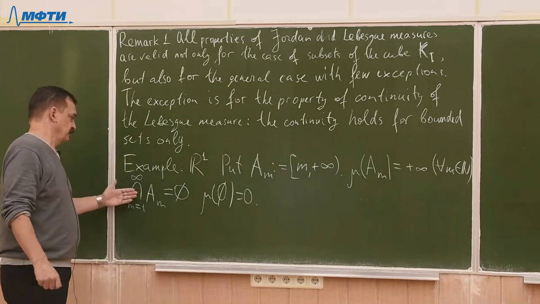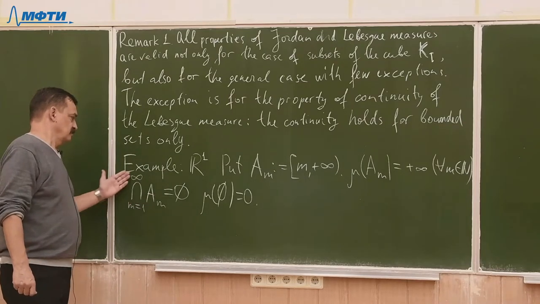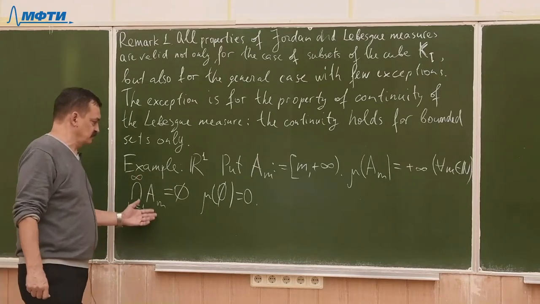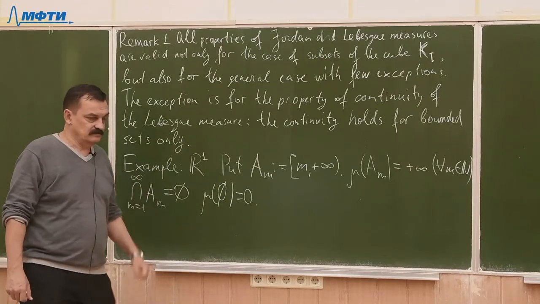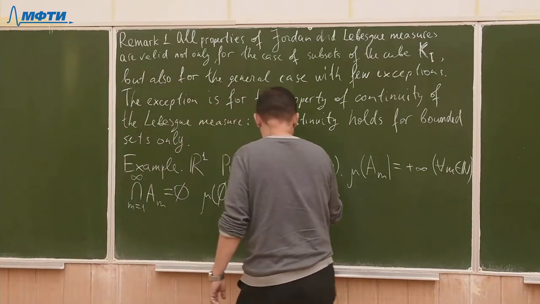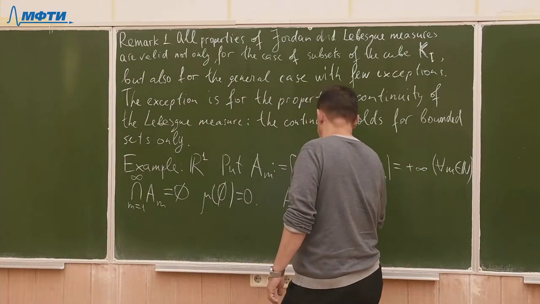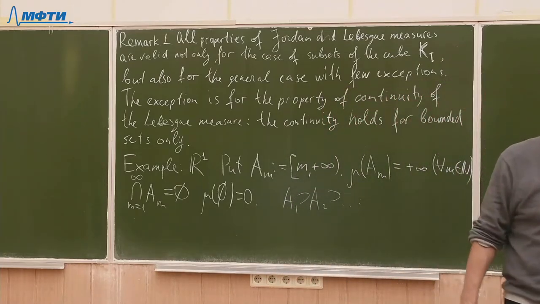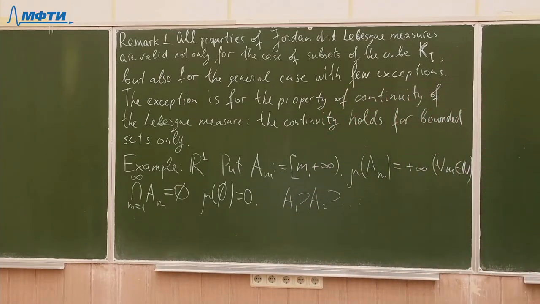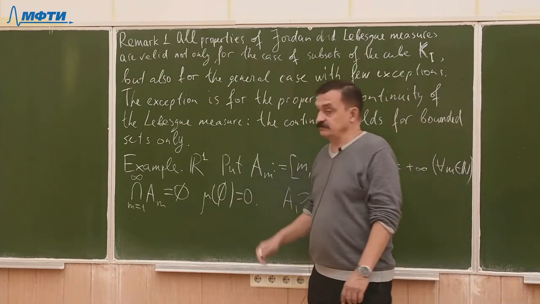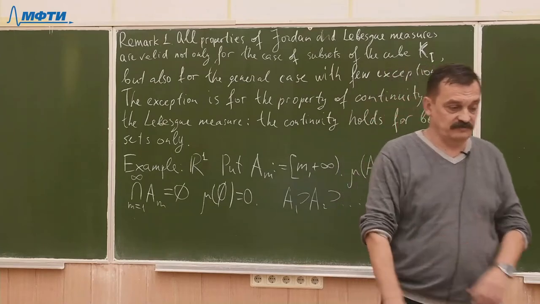So continuity means that the measure of the intersection equals the limit, because we have this property. We have a sequence of embedded sets. Nevertheless, as you see, the continuity property is not valid.